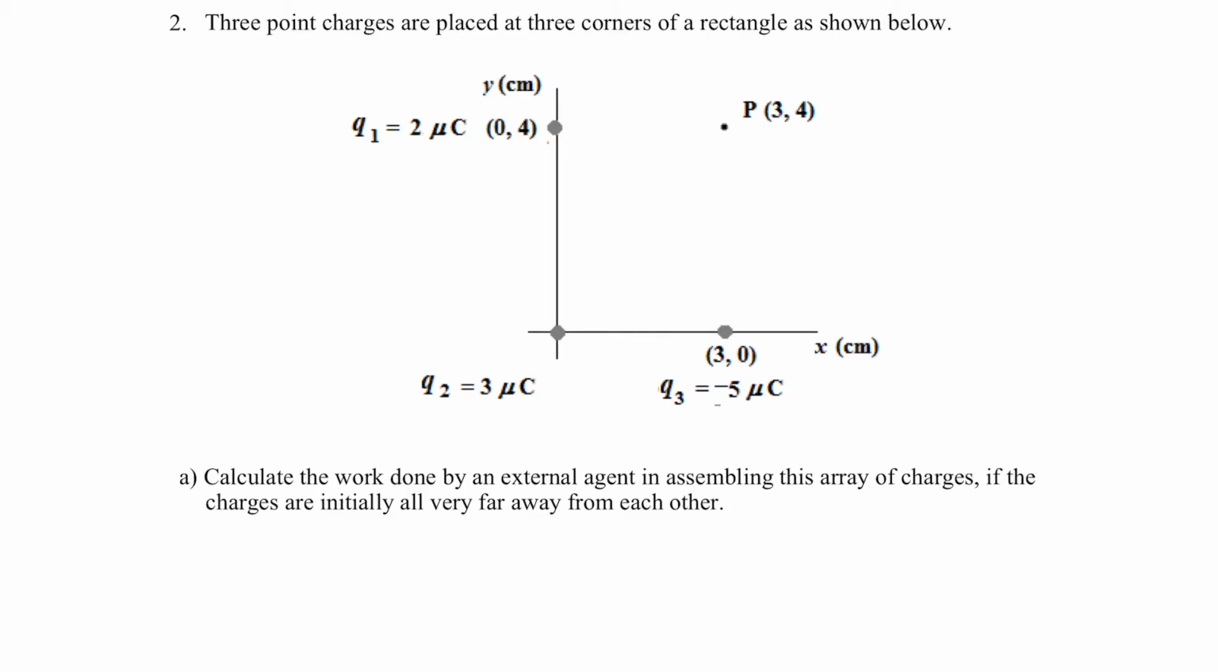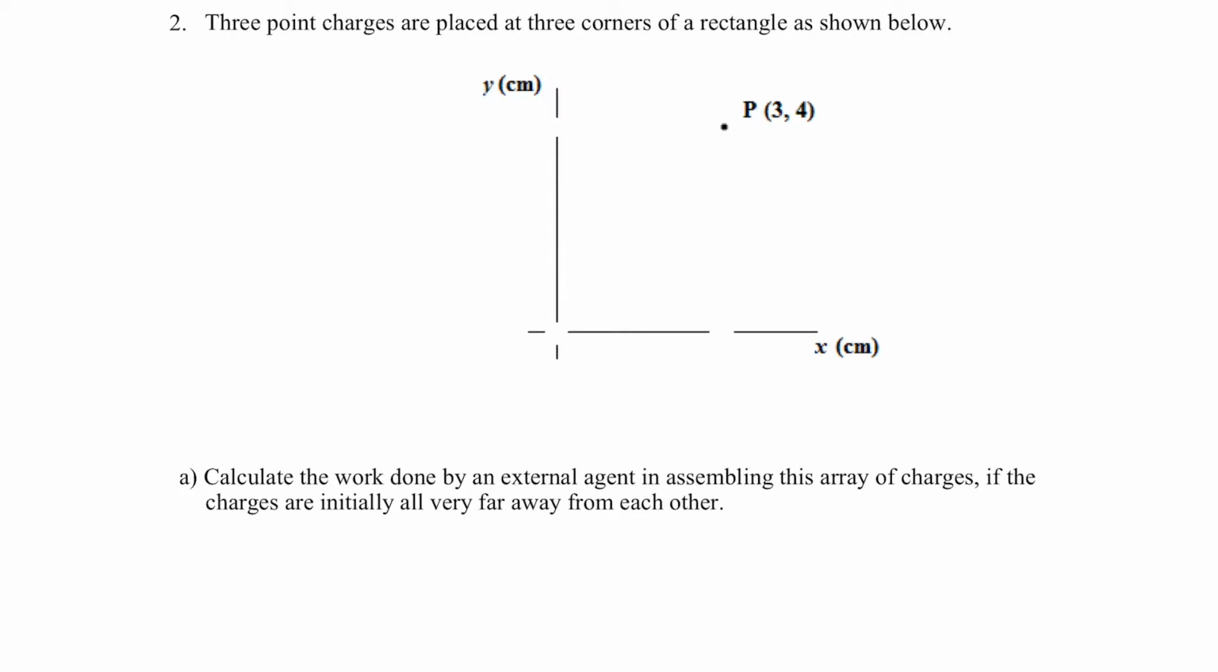In this question, we are going to consider the potential energy as well as the potential at a location P in the following diagram. In order to first determine the amount of work done by an external agent in assembling this array of charges, we have to consider the work it took to put each and every one of those charges in their current place. This is why I'm currently erasing the charges.